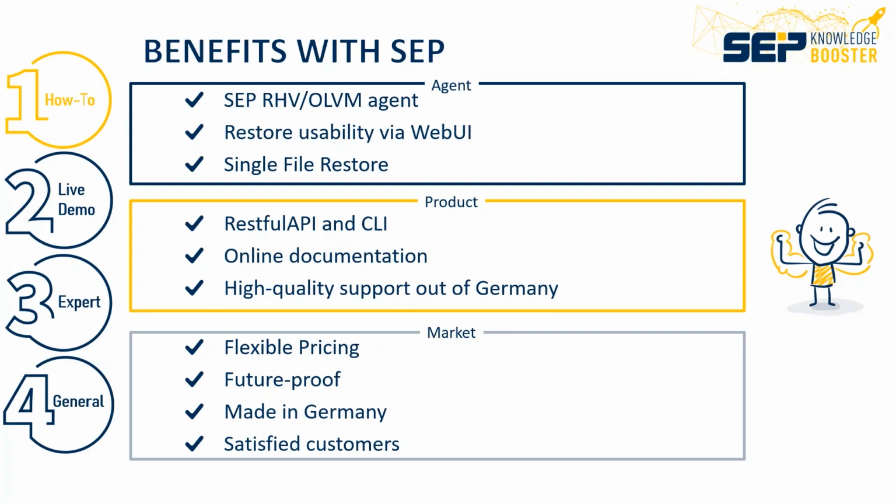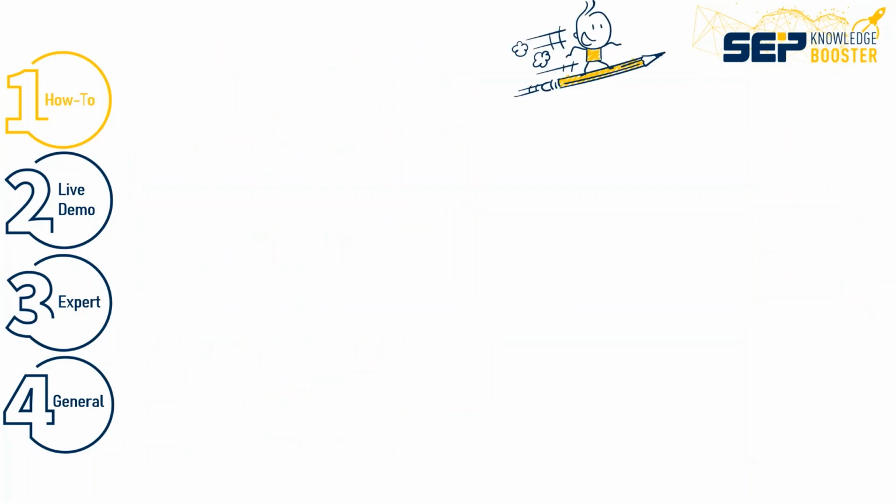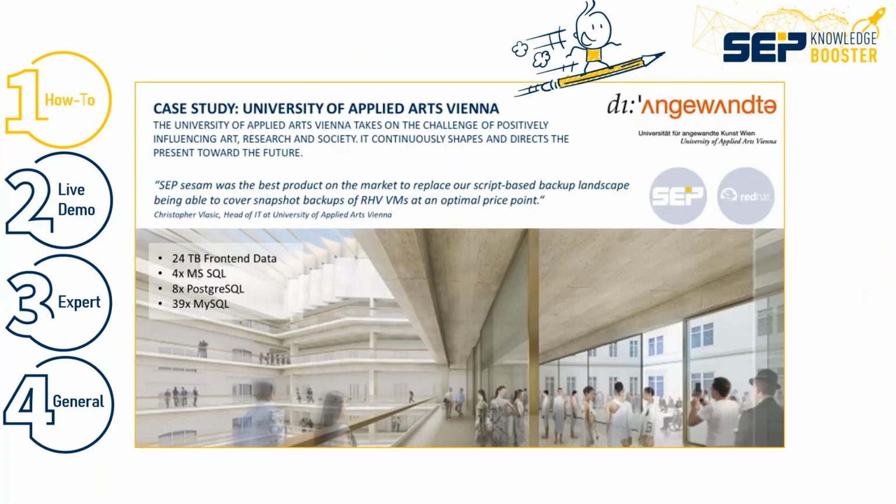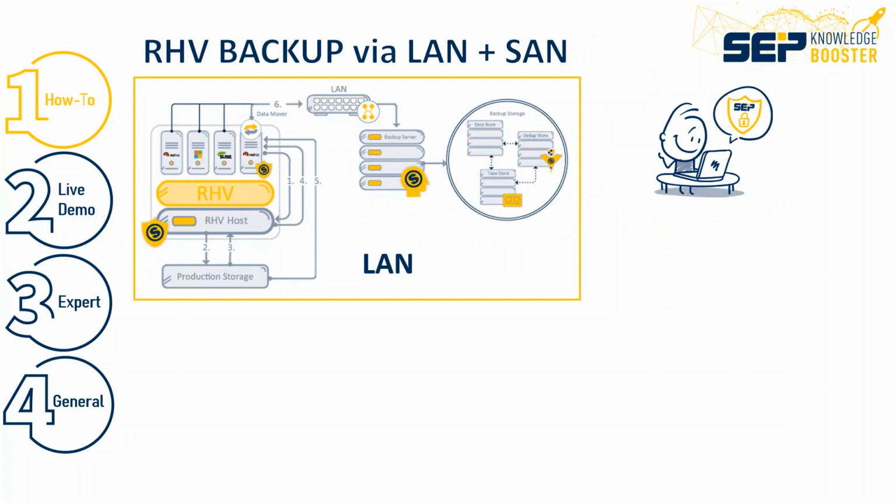And last but not least, we have a lot of satisfied customers. In this example, the university in Vienna is a very happy RHV customer and does the backup of their RHV environment and all their databases with SEP. You can see that it's a heterogeneous environment with Microsoft SQL Server, Postgres, MySQL. So it's a really cool environment.